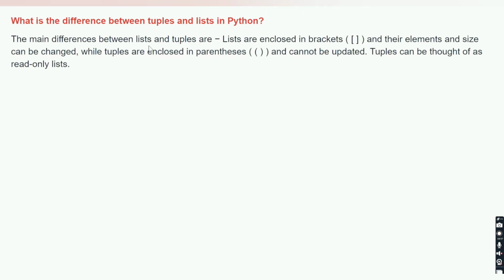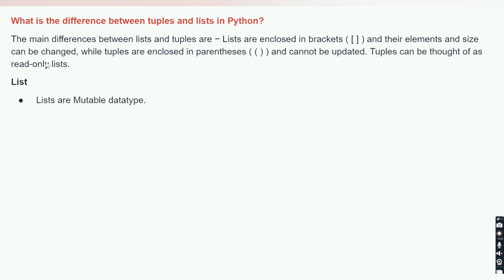Now let's move towards the next question. What is the difference between a tuple and list in Python? So we have understood the theory behind the list and tuples. So let's see the difference between a tuple and list in Python. The main difference is that lists are enclosed in square brackets, and their elements and size can be changed. Means once a list is declared, you can change the values of the list. While tuples are enclosed in parentheses and the values cannot be updated. Tuples can be thought of as a read-only list. So a tuple is similar to a list but read-only, means you cannot change it.